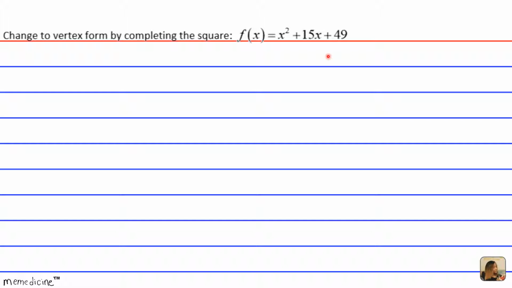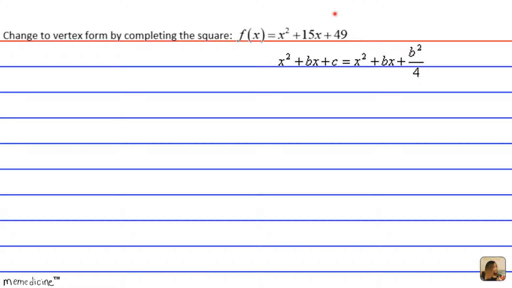So here we have this quadratic in standard form, where you have ax squared plus bx plus c. The a isn't indicated here. But we want to change this into a perfect square. And in order for this to be a perfect square, you have to have c being the value of b over 2 squared.